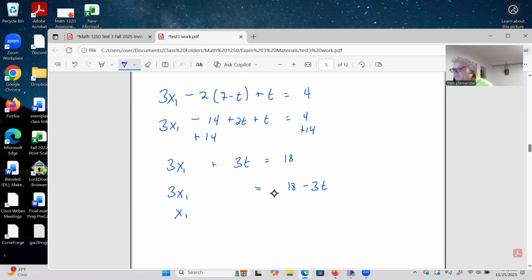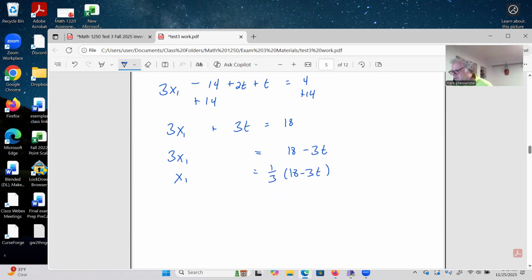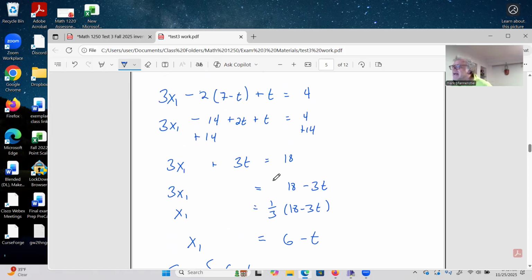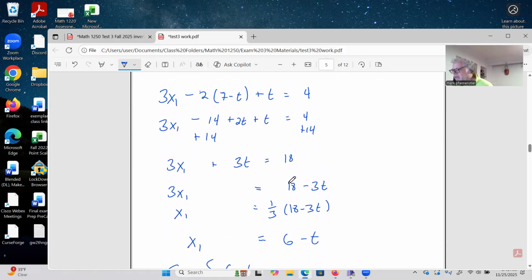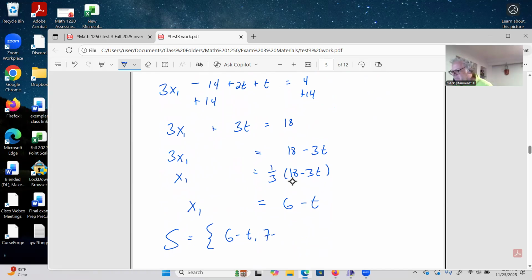So x1 must be 1/3 times 18 minus 3t. And then we're going to go ahead and distribute this. We're going to say this is equal to 6 minus t. That's equal to my x1. So my solution set for this system is looking something like 6 minus t, comma. What was my x2? I have to go back and look this up. It's 7 minus t. Okay. And then finally t. And that's my solution set.